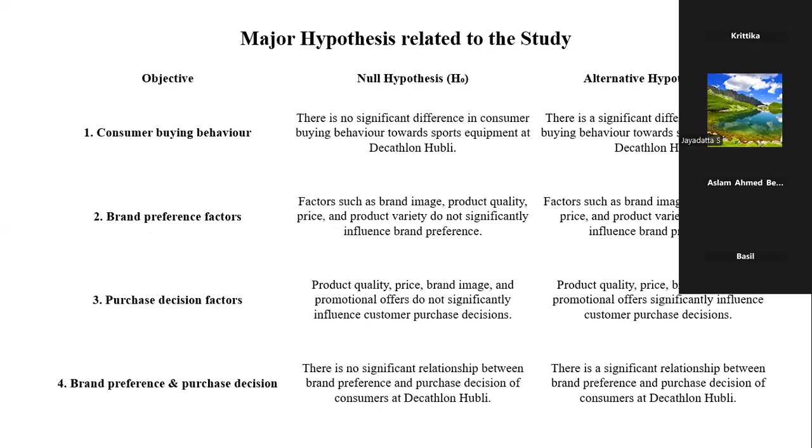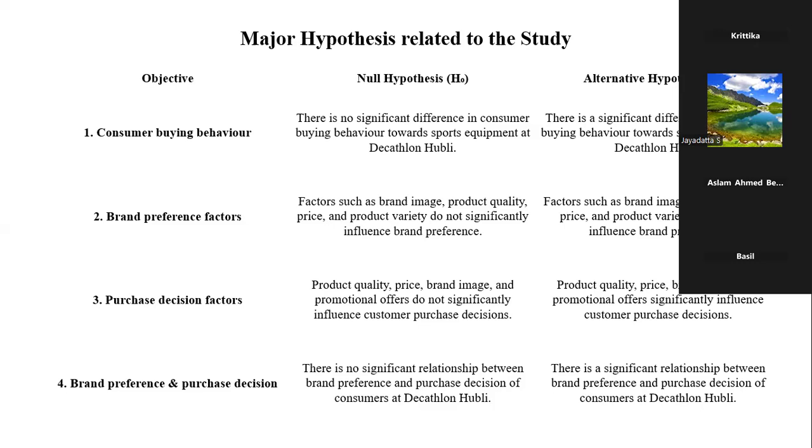So what would be the major hypotheses related to the study? Considering the objectives, you can consider the hypotheses. For objective one, consumer buying behavior, you can have a null hypothesis. H0 says there is no significant difference in consumer buying behavior towards sports apparel and Decathlon. The alternate hypothesis H1 would be that there is a significant difference in consumer buying behavior towards sports equipment and Decathlon. For brand preference factors, the null hypothesis can be that factors such as brand image, product quality, price, and product variety do not significantly influence brand preference.